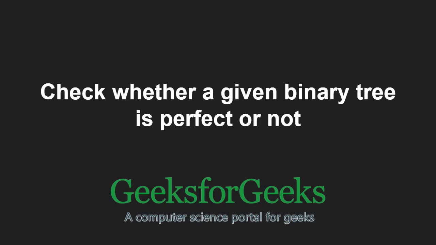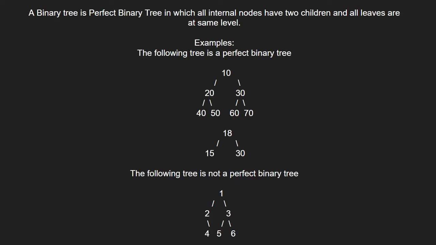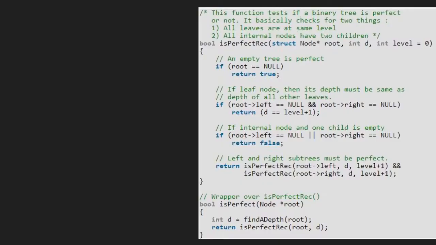In this video, we are going to understand the program which checks whether a given binary tree is a perfect binary tree or not. First, let us take an example. A binary tree is a perfect binary tree in which all the internal nodes have two children and all leaves are at the same level. Now, let us see the algorithm which will assist us in checking whether a given binary tree is perfect or not.